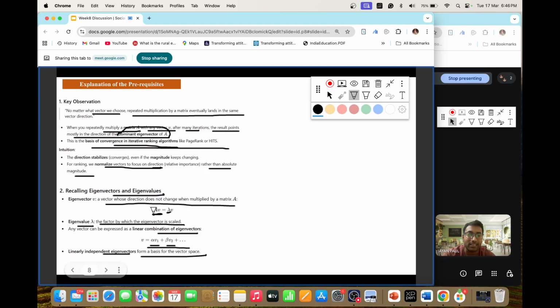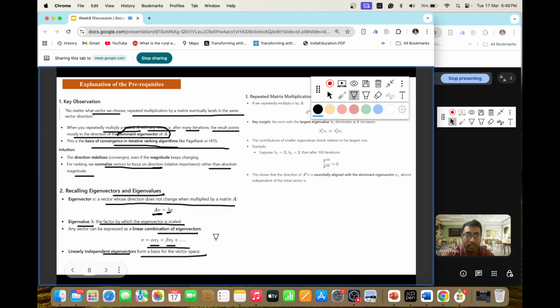For example, A is a 2 cross 2 matrix, so it will have 2 eigenvectors and 2 eigenvalues. For example, alpha and beta are the eigenvalues and V1, V2 are the eigenvectors. Then V can be written as alpha into V1 plus beta into V2, like that, okay. So this is how.